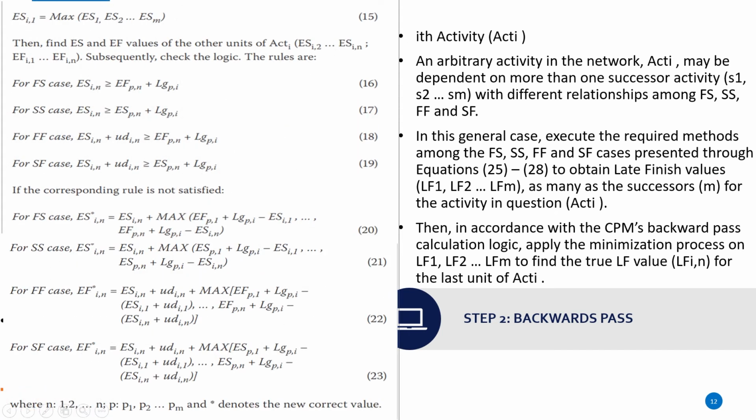This is how the backward path looks like. So we have the finish to start case, where early start must be bigger than early finish plus lag, and early start must be bigger than early start plus lag. And I'm not going to explain everything, but these are the relationships.